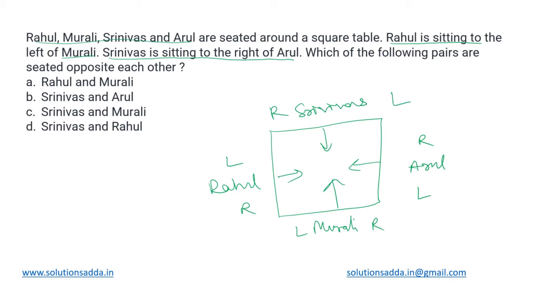For him, this will be right and this will be left. But if we had made Arul sit in this particular direction, then towards his right, there would be Rahul. There would have been no space left for Srinivas. Hence, Arul would be sitting in this direction. Then towards his right, we can make Srinivas sit. Hence, this is the possible arrangement they are talking about. And now based upon this, we need to determine which of the following pairs are seated opposite to each other. So there are two pairs, Srinivas and Murli, Rahul and Arul. And from the given pairs, the option we can see over here is C, Srinivas and Murli. So we shall go with option C.